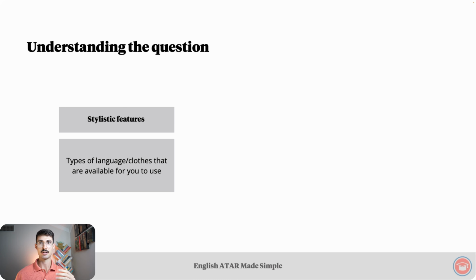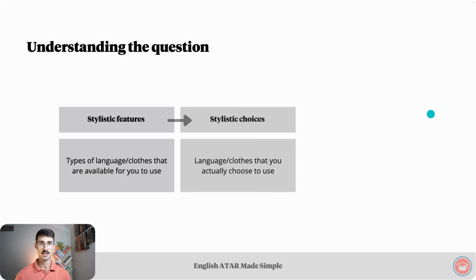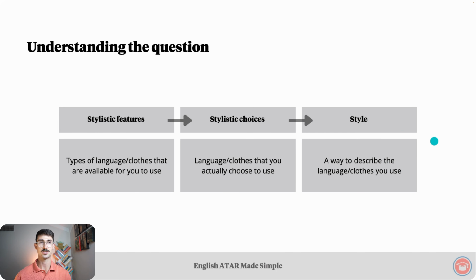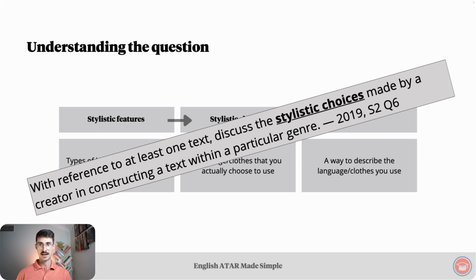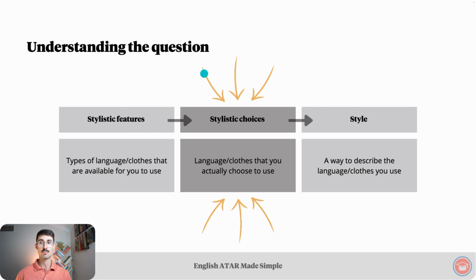All right, so as we learned earlier, stylistic features refer to the type of language or clothes that are available for you to use. Stylistic choices refers to the language or clothes that you actually choose to use. And then style is just a way to describe the language or clothes that you use. As we know, the question that we're looking at requires us to discuss stylistic choices. So this will be the focus of our response, the language or clothes that you actually choose to use, or in this case, the language or clothes that Waititi has chosen to use in Ragnarok, the specific scene that you just watched.